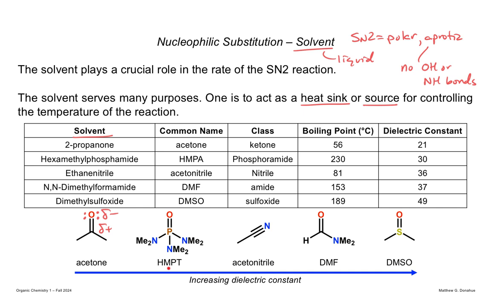The next one is called HMPT or HMPA. That stands for hexamethyl phosphoramide. That has the highest boiling point, and then the next highest dielectric constant. I don't tend to use this in lab because that boiling point is so high, it would be a nightmare to get rid of, even under a vacuum distillation.